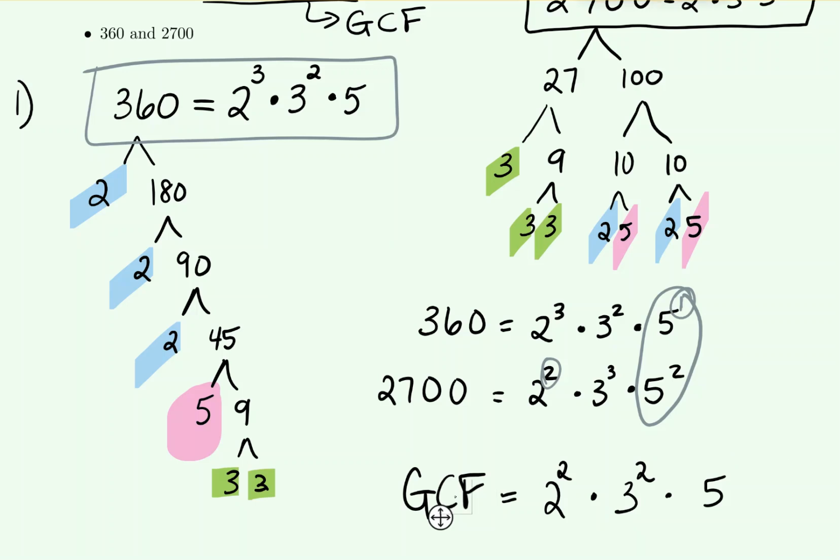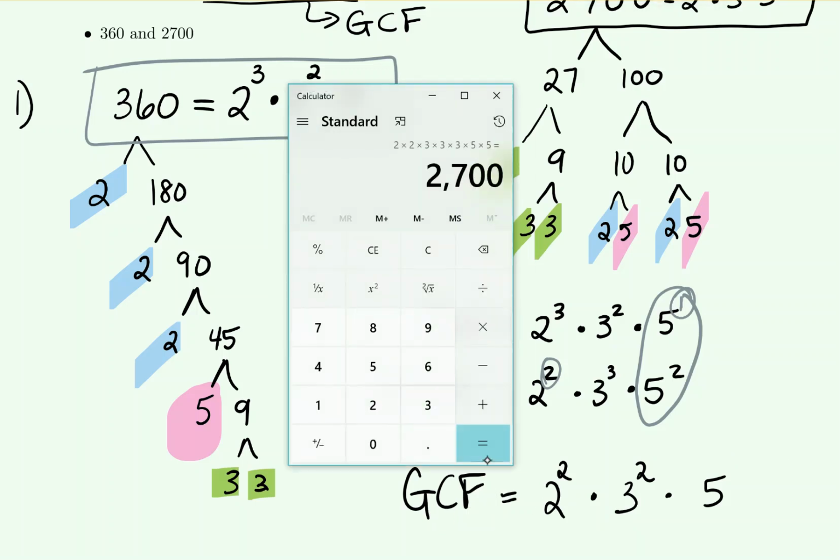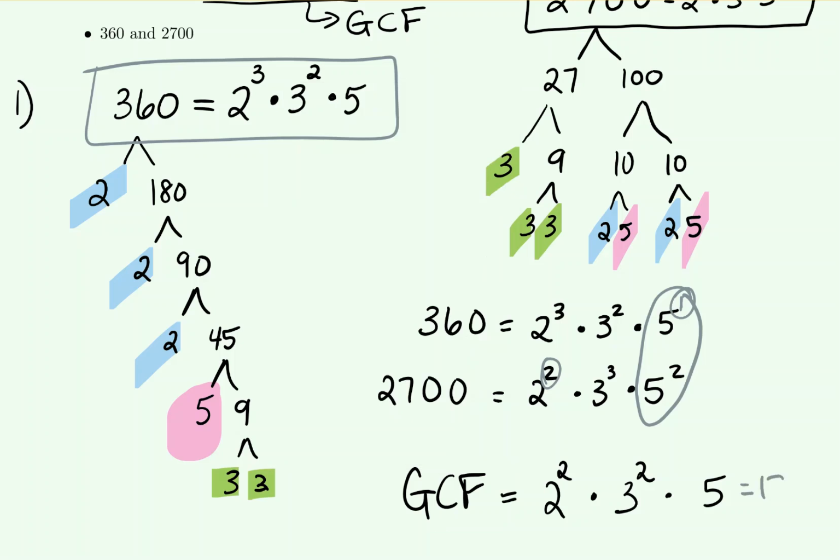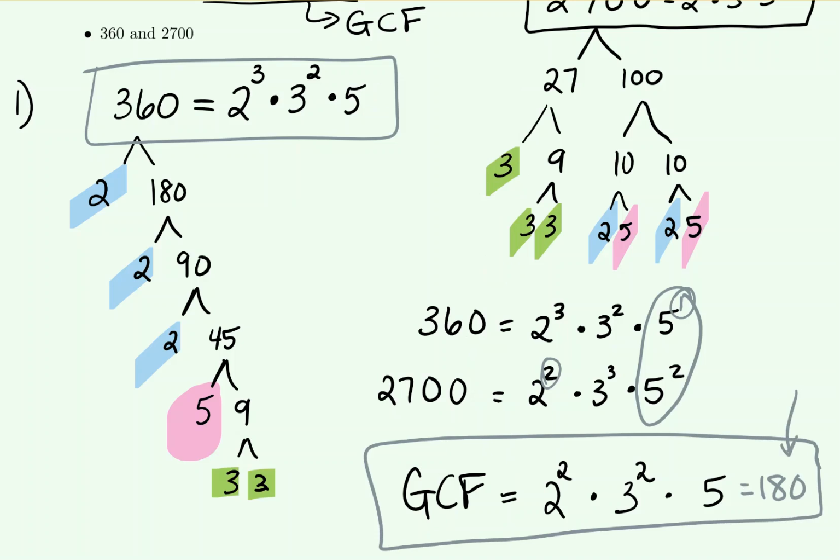So the greatest common factor is this number, and if we were curious about what number this is, we could type it into our calculator. 2 times 2 for 2 squared, times 3 for 3 squared, times 5. So the greatest common factor of these two numbers is 180. So the value is 180, and this is its prime factorization.